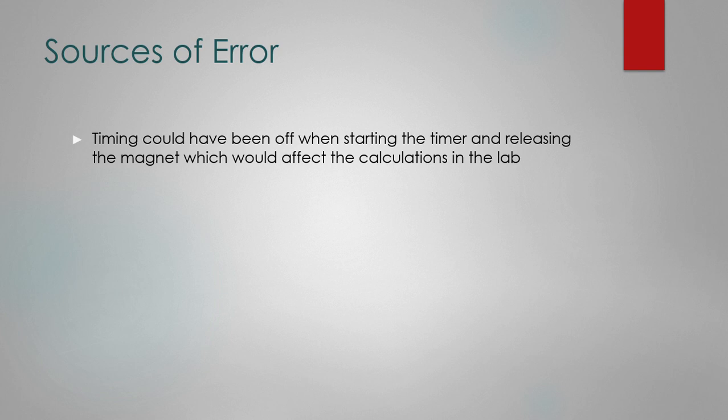The main sources of error that we thought was timing could have been off starting the timer. Anytime when you're thinking about 0.2 seconds between our value and the real value, that's around the average human reaction time, so it makes sense that we could have just not started the stopwatch immediately as the bar was dropped. And also releasing the magnet, we might not release it perfectly with the north side facing up. It could be at an angle, and this would have also affected your results.